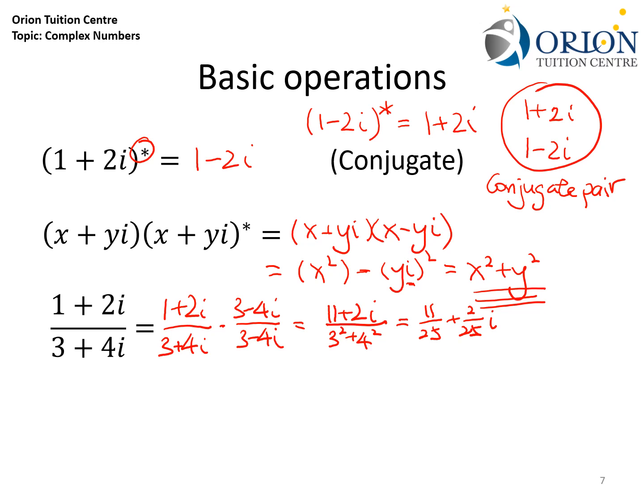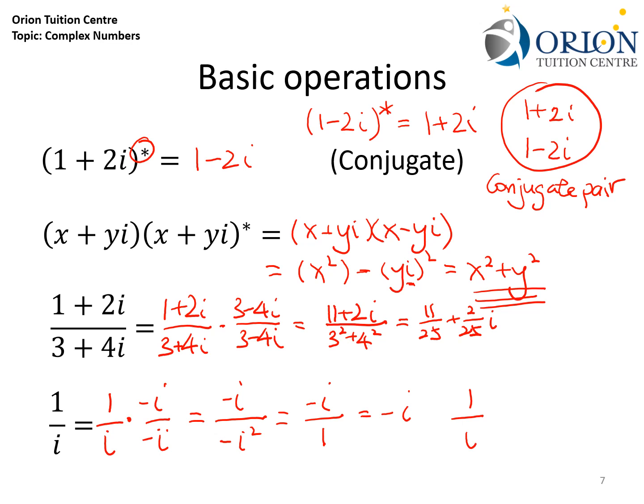We can also derive a simple expression for 1 over i using the same method. So we have 1 over i, which becomes 1 over i multiplied by negative i over negative i. In the denominator, we have negative i squared, and in the numerator, we have negative i. So we can't do anything about the numerator, but the denominator just becomes a 1, and therefore 1 over i becomes negative i. And this is a common identity that we should be familiar with.